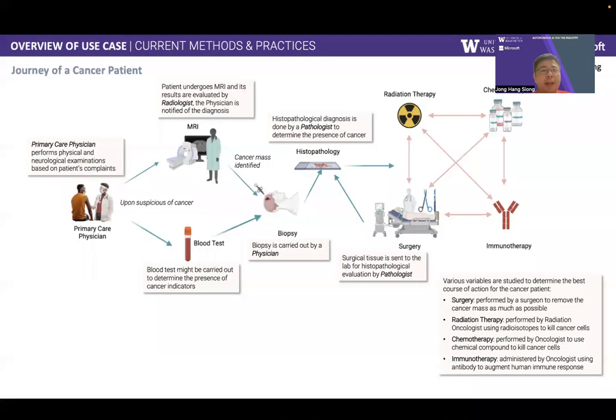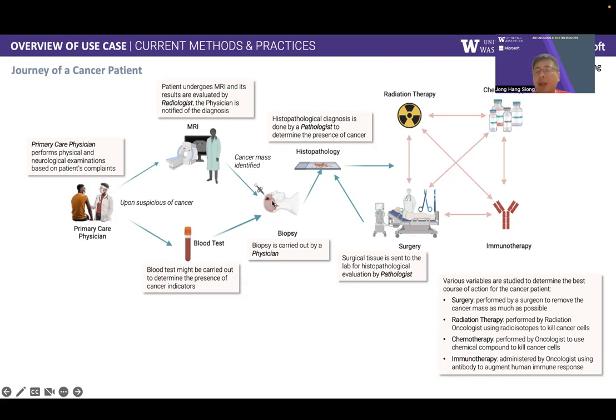Let me begin with the use case overview that covers current methods and practices. Imagine a patient goes to the hospital to see a doctor to complain about certain pain, and upon suspicion of cancer, the doctor will send the patient to the radiology department to take some MRI images, and the radiologist would look at the images to find out if there is potential cancer, and blood tests could also be done on the patient.